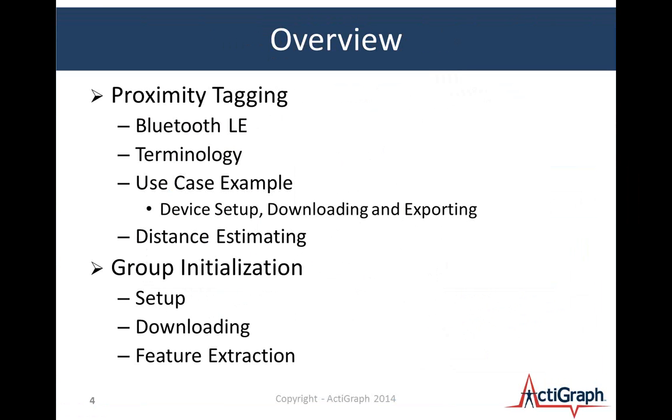But with regards to proximity tagging in ActiLife 6.10, we're going to discuss the Bluetooth LE protocol. We're going to discuss some terminology as it relates to tagging. We're going to go through a use case example, and then we'll talk briefly about distance estimation using RSSI that we gather from the tagging output. Then we'll cover group initialization, also a new feature in ActiLife. We'll go through it rather quickly, talk about why it's there, how to set it up, how to download devices using group initialization, and then how to pull those files into the feature extraction tool within ActiLife, and what we plan to do with that in the future.